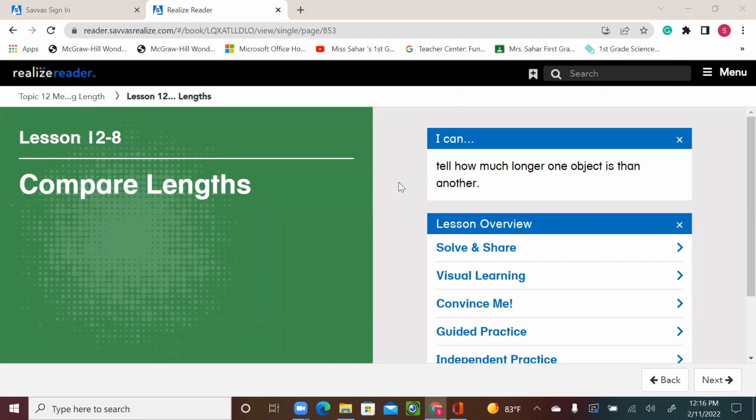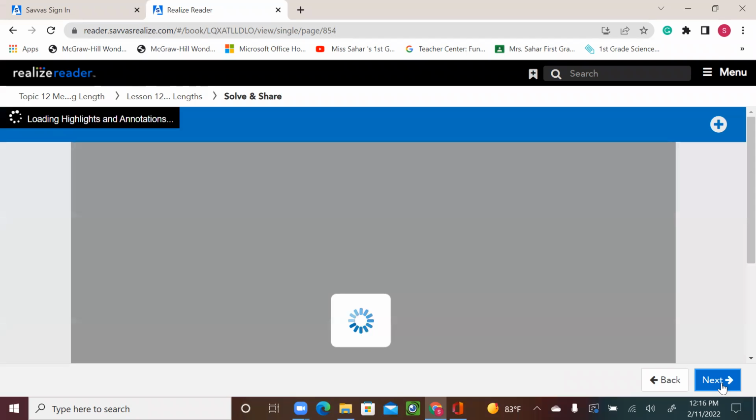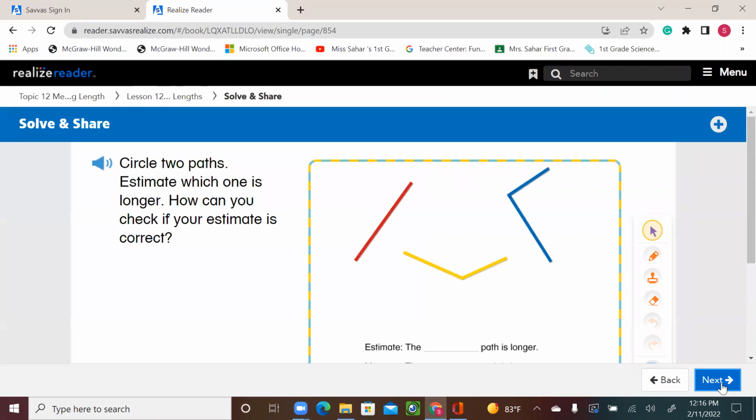Hello, second graders, welcome to a new math lesson. We're still in topic 12, lesson 8. So please open your book, page 537. In this lesson, we're going to learn how to compare lengths. In the previous lesson, we learned how to use centimeters and meters, and which measuring units we use more.